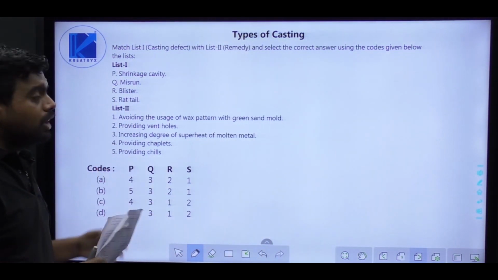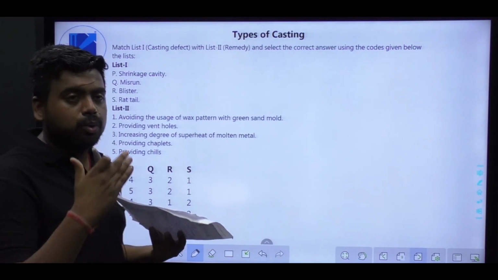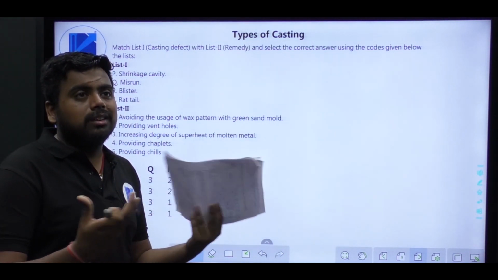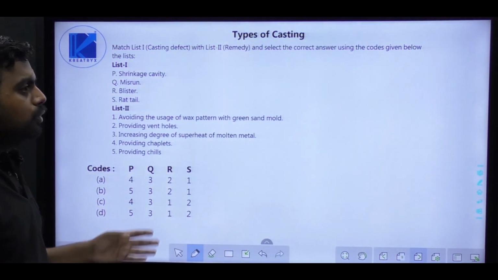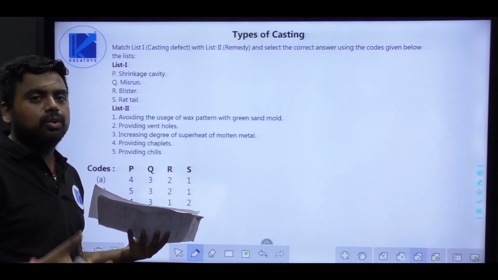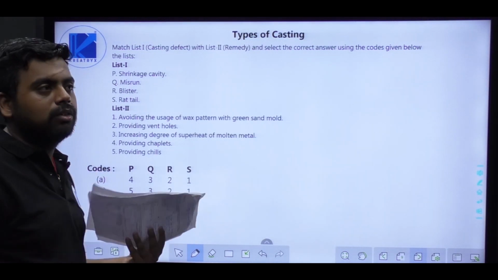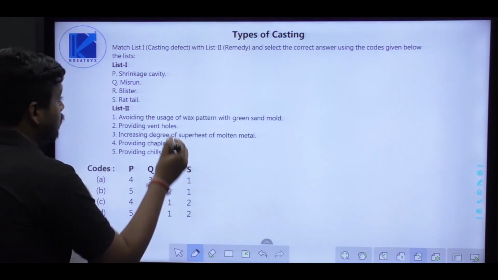The only thing which I will try to explain in this video is how to approach a question on casting defects if you forgot the reasons for that casting defect or the remedy for that casting defect. If you know the phenomenon of why that particular defect is occurring, you can judge from the options alone how we can remove that particular casting defect. So the first one is shrinkage cavity.